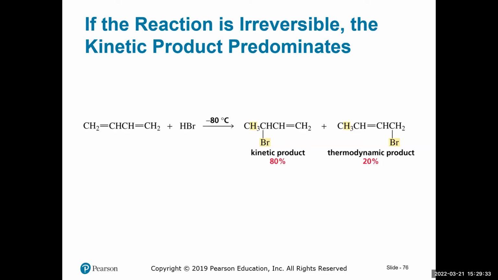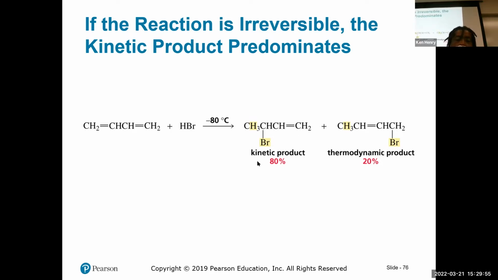Okay. So we had mentioned that depending on temperature, we can control which products we're going to end up with, right? If we slow down the reaction by lowering the temperature, then we're going to get what we call our kinetic product, right? So 80% of this product will be produced, and then 20% of our thermodynamic product, okay? If we speed up the reaction, then those numbers are going to change.